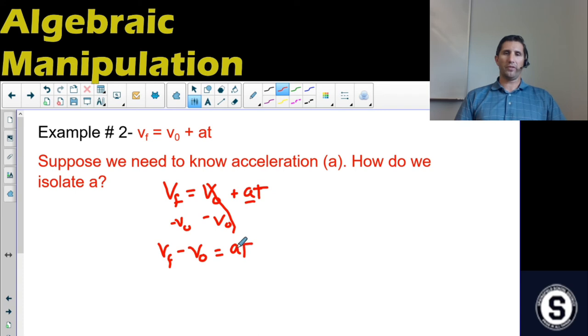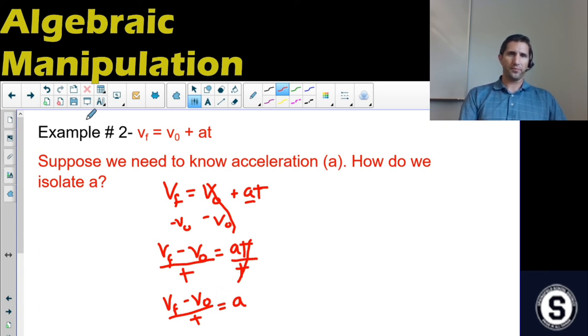I still don't have A by itself, but I'm closer now. It's A times T. In order to get rid of the times T, I'm going to divide both sides by T. So we divide this by T, and we divide this whole thing over here by T. Remember, whatever you do to one side, you must do to the other side. So we cancel out our T's, and now we're done. We have Vf minus Vo over T equals A. We got A by itself. We're all set. Looks good. Let's do one more.